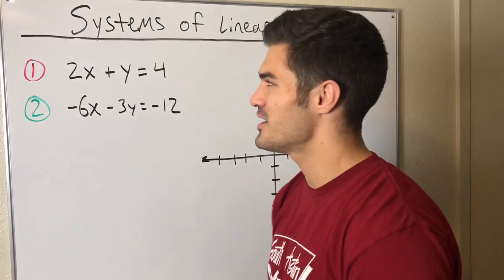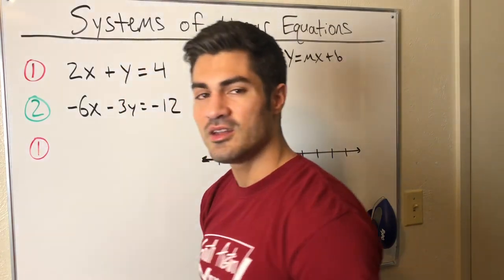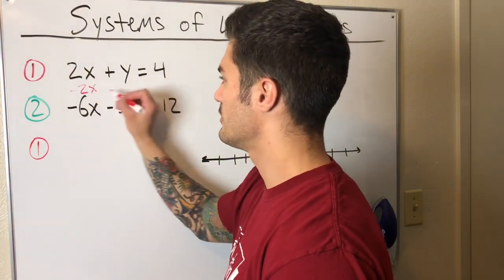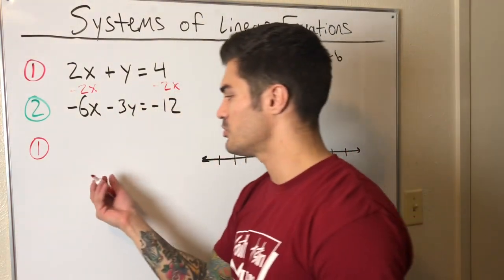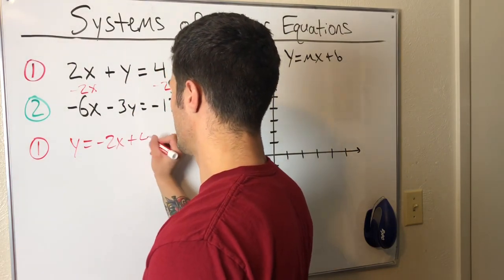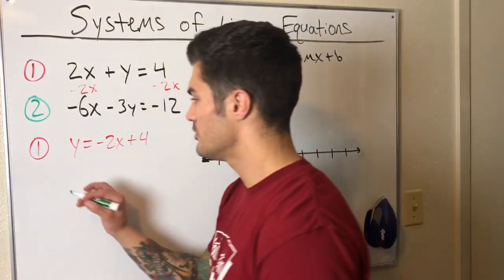All right, let's do one last example. I'm going to go ahead and start with equation 1. And I'm going to get it into y equals mx plus b form. So I'm going to subtract 2x from both sides. And what do I have? Y equals -2x plus 4. All right, now I'm going to move on to equation 2.